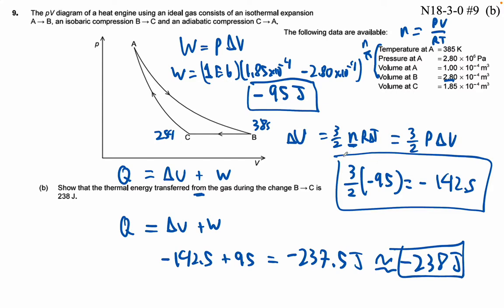And by the way, if you use the unrounded values, you get slightly different answers. Like I got 238.5 for one of mine, and 237.6 for another one. That's because they've given you these values, but they're not exact.